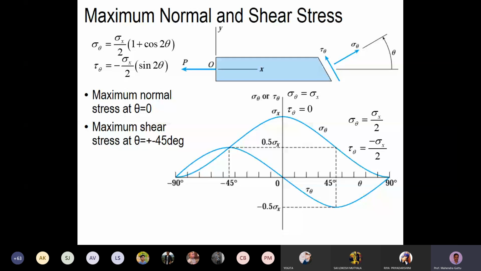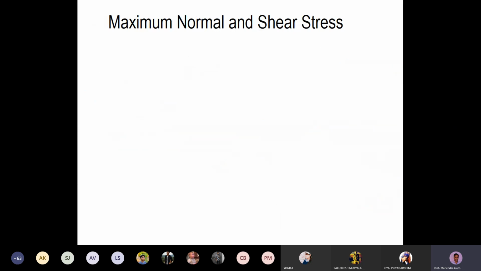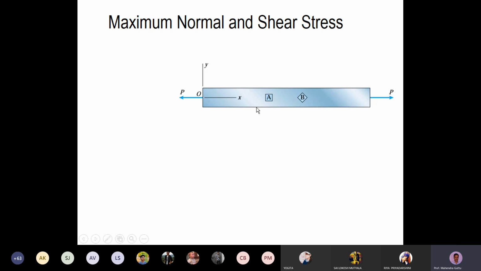So what we can do, we can look at the bar one more time and see the stress element at the centroid, or at any part on the cross section. So we have this bar, and we have that axial load. Now we choose a stress element A. So how is the stress element? All the faces, the right face, left face, top face, and bottom face, all are such that their normals are along the x-axis or along the y-axis. Okay. So that is the stress element A.